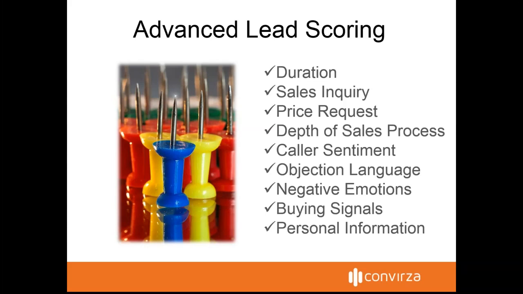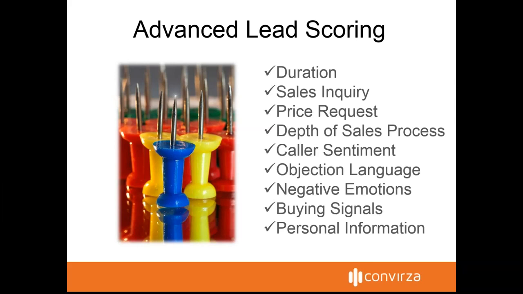Fourth is the depth of the sales process. Were there questions going back and forth? Was there a dialogue going back and forth about the product or service? Caller sentiment. This is essentially, was the caller excited? Were they happy to be on the phone? And our system can determine that with great accuracy. Was there objection language? Were there objections thrown up in the sales process?